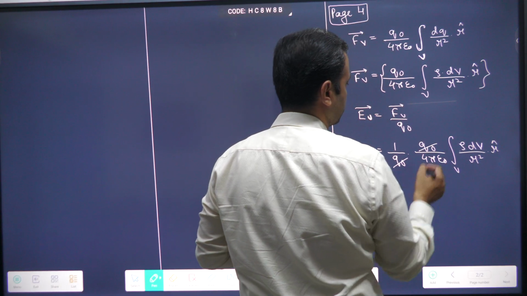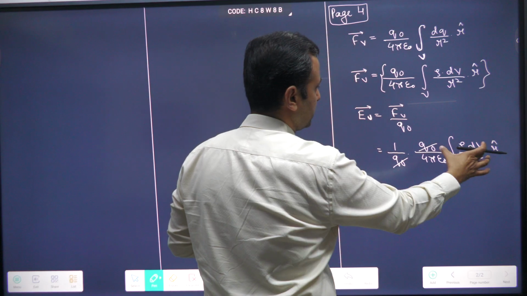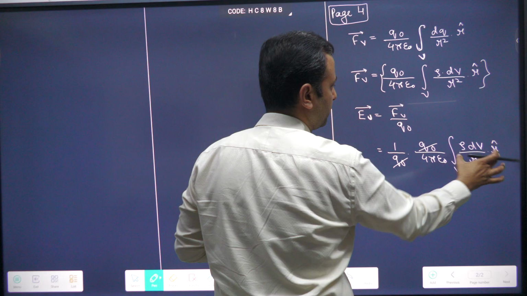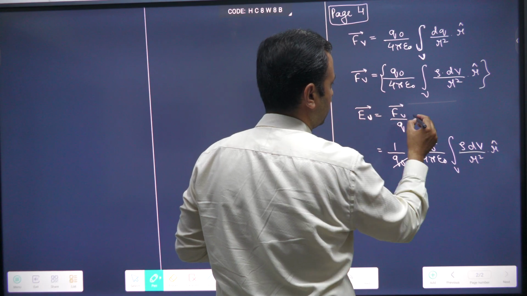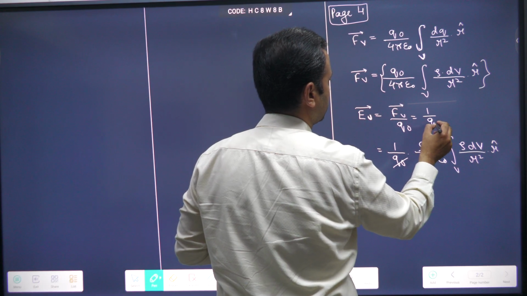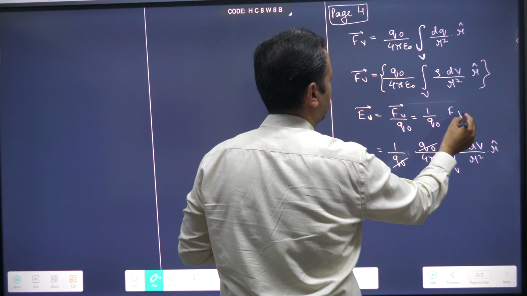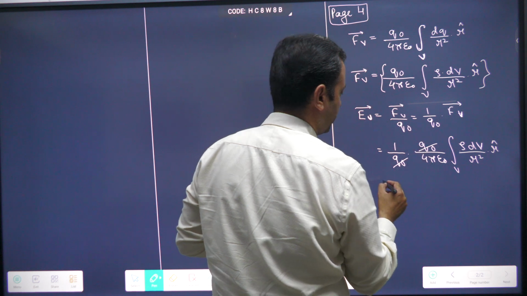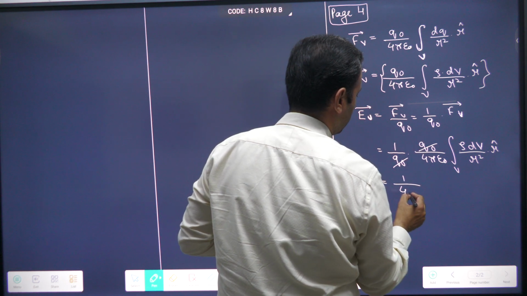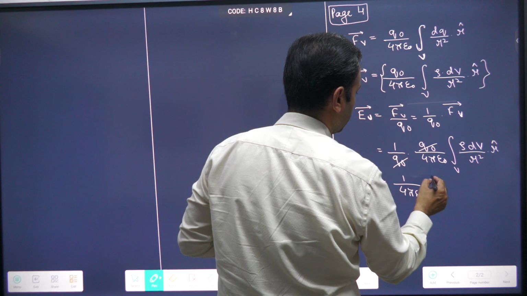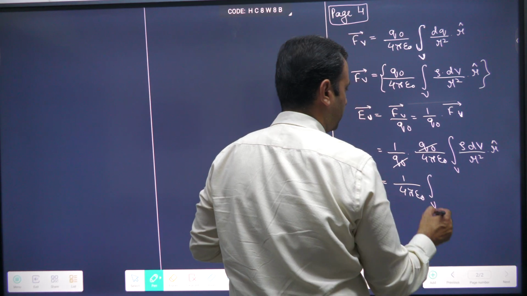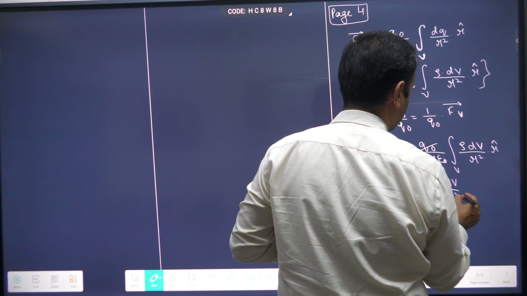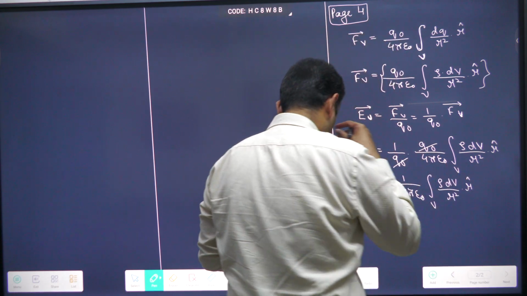This Q naught will get cancelled by this Q naught because this is Fv vector, and this is upon Q naught. So 1 upon Q naught multiplied by Fv vector, Q naught will get cancelled by Q naught. So 1 upon 4 pi epsilon naught volume integral of rho dV upon r square r cap.